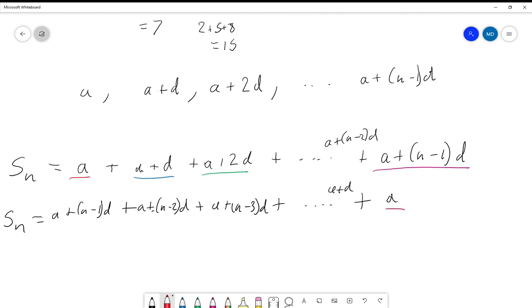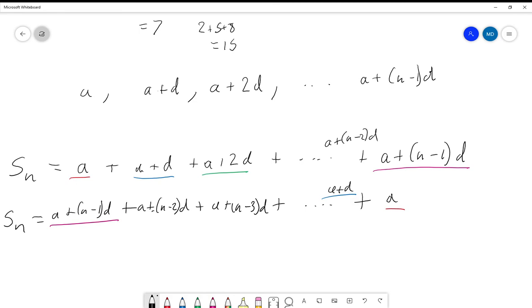And you can see that that's our original a. This here is the blue term that I coloured in, and up right at the top we've got our pink term here. We just flip the entire sequence around. And now what we're going to do is add the two series together. We're going to add both versions of Sn together.